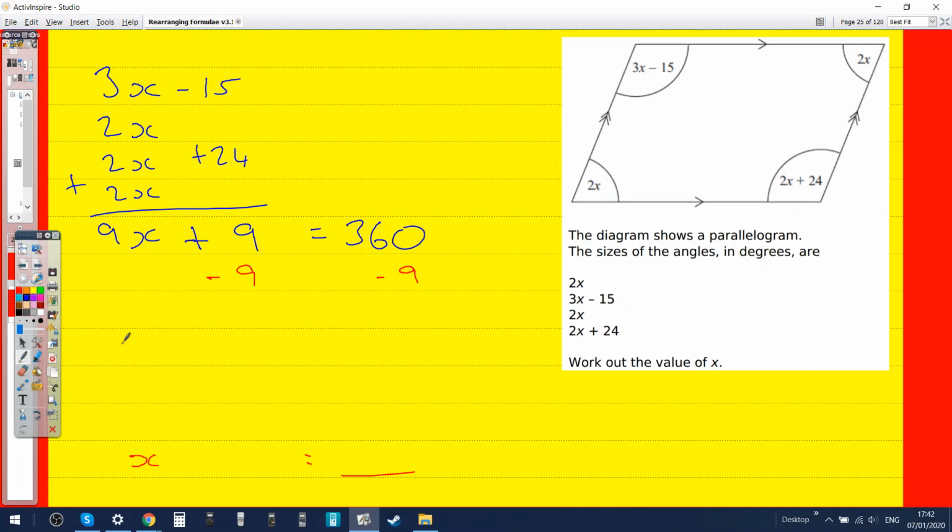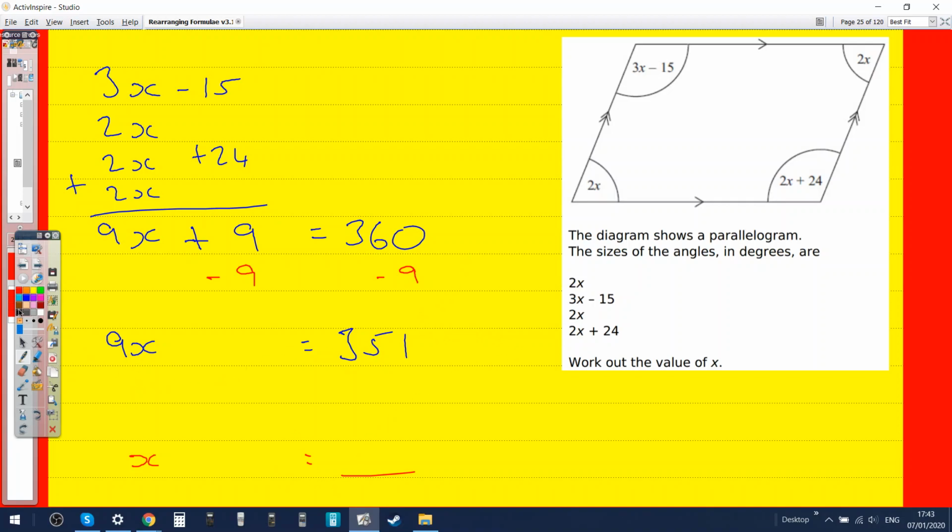It will be 9x minus 9 and 360 minus 9. What is 360 minus 9? What is 360 minus 10? 350, so it'll be 351. Yeah. And on the left side, we had plus 9. If you take it away, 9 minus 9 is just 0. So that's like plus 0 or just nothing.